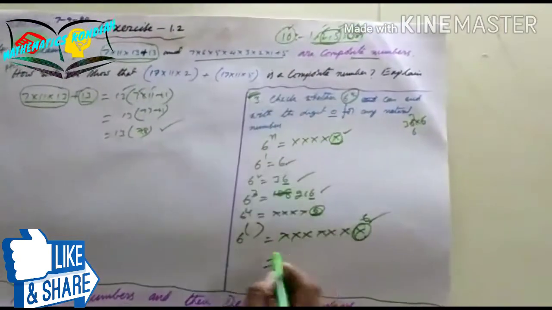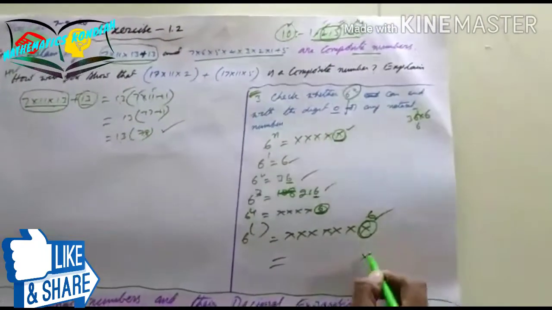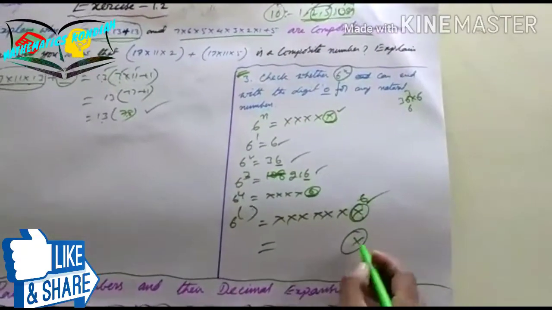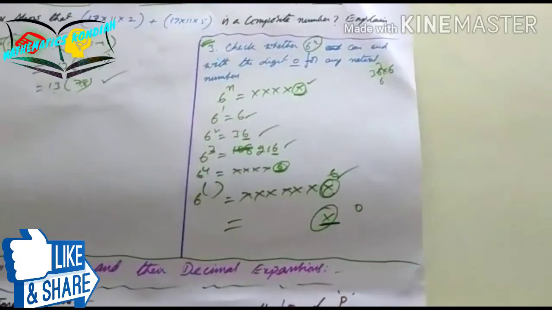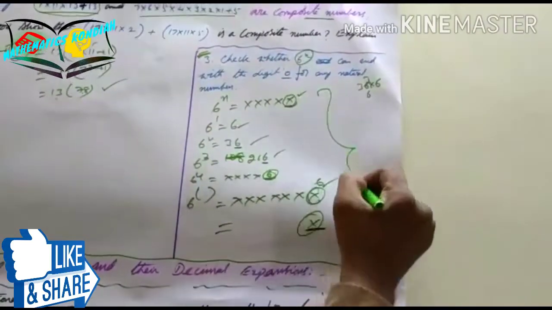At the same time, for 6 power anything, the last unit digit is never 0. It is not possible. Why? Because of this process.